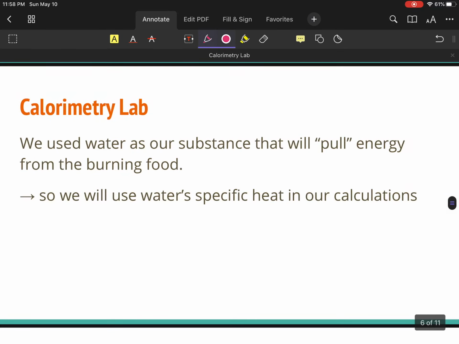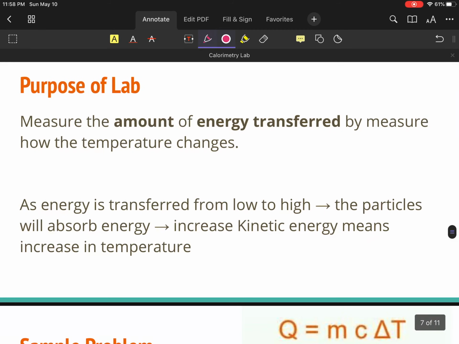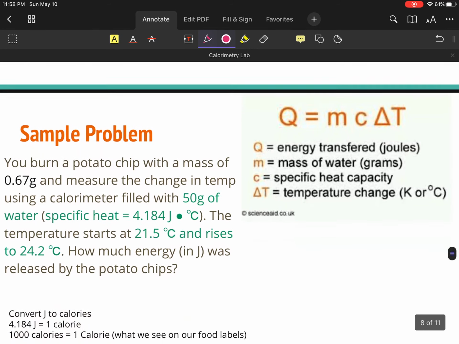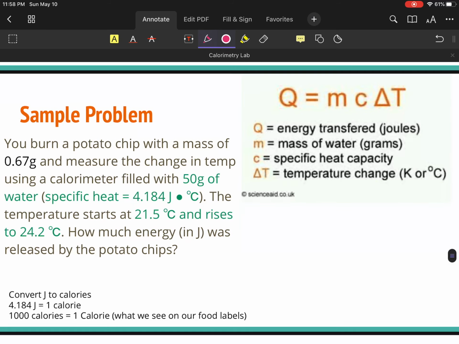So this is basically just what I just said. We're going to use our water, that's going to kind of pull that energy from the food. One term, I've already talked about that. Here we go. So we'll do this little sample problem real quick.